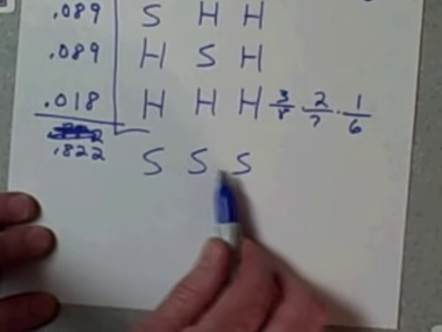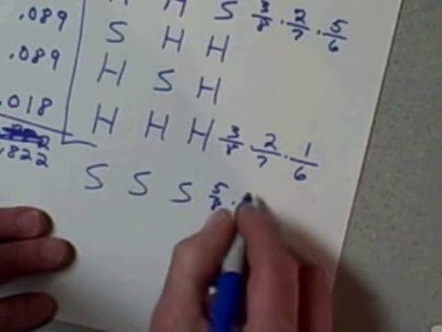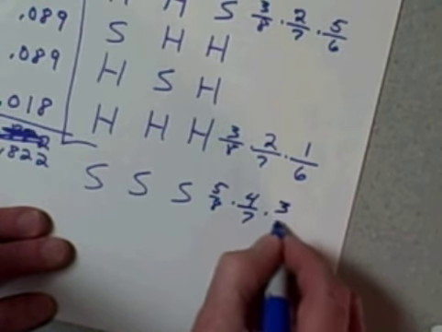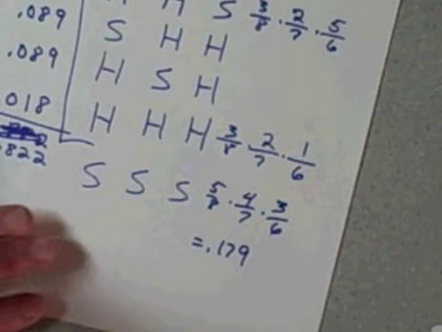The complement of this event is everything else. Everything else is simply this single outcome down here with the three spades. What's the probability of getting 3 spades? Well, the probability of getting 3 spades is 5 out of 8 times 4 out of 7 times 3 out of 6, and that is equal to approximately 0.179.